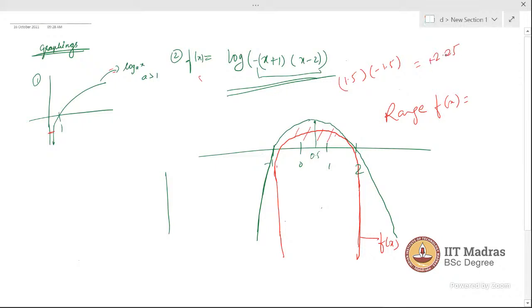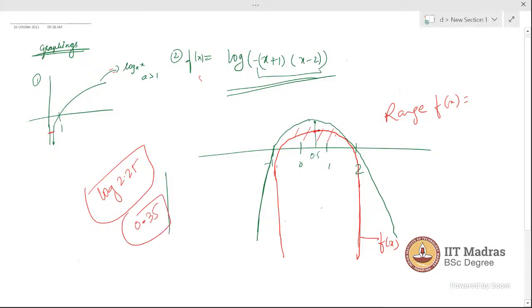So what is log of 2.25? Could someone tell me? Let's say this was something like log of 0.35. It is 0.35 to 1. So this point will be 0.5 to 0.35, right? So this is that point. So what is the range? Minus infinity to 0.35. 0.35 is included, right? Yes, this is my range.